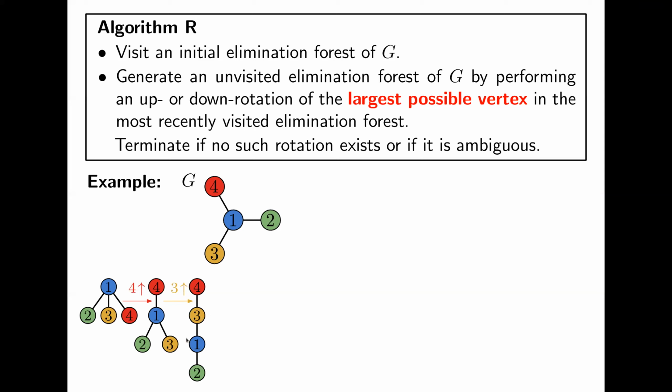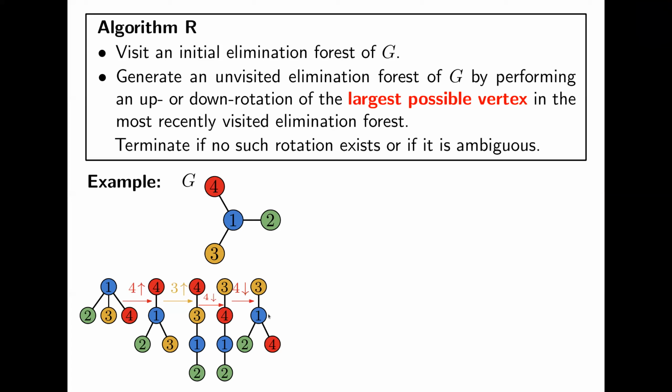And in this one, again, we try first changing the largest one. This is the 4. We cannot rotate it up, but we can rotate it down. So this is what we do. We do 4 down. And again, we can do 4 down. And then we arrive at this one. Now we cannot do 4 down anymore. And because it's a leaf, we cannot do 4 up, because this gives something we have seen already.